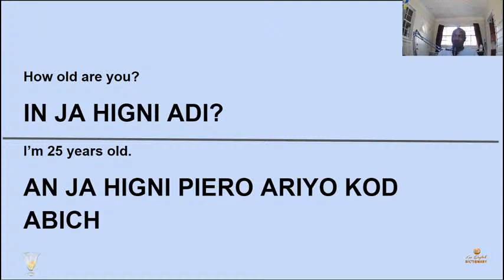you're able to link 5 and 1, because counting is essentially saying 50 and 1, 50 and 7, 80 and 3, you know. So your age, like in this age, this is 20 and 5. All you need to do is to say the 20 and 5, which is Piero Ario, and you say kod, Piero Ario kod abich. So that is one of the hints when you're counting. And things like age should be one of the easiest ones to learn or to talk about in a conversation. So in ja higni adi, and you say an ja higni piero ario kod abich.